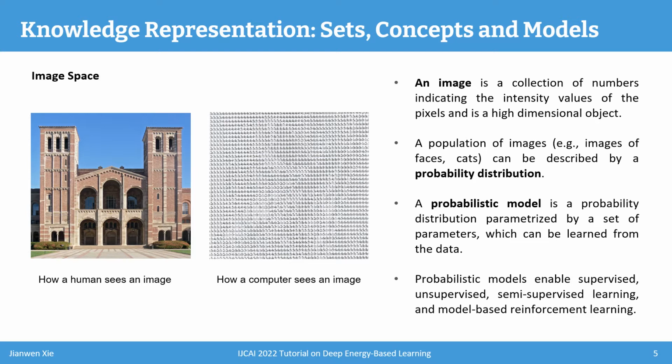Such a probabilistic model is useful for supervised, unsupervised, and semi-supervised learning, as well as model-based reinforcement learning. Therefore, studying probabilistic models is a fundamental problem in computer vision and machine learning. The energy-based models that we will study in this tutorial are one type of probabilistic models.